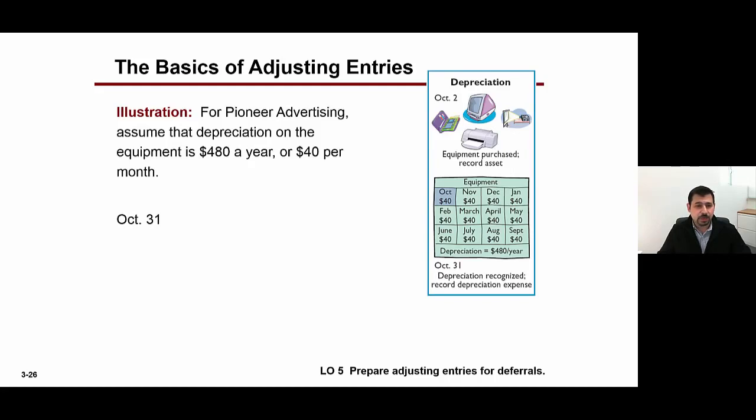For example, for Pioneer Advertising, assume that depreciation on the equipment is $480 a year or $40 per month. Later on in the semester, we will learn how to calculate depreciation. But for now, for the first part of the course, we will be given the amount of depreciation more or less. So in this case, instead of directly crediting the asset equipment, in order to decrease the asset, the companies introduce a new account that is called accumulated depreciation.